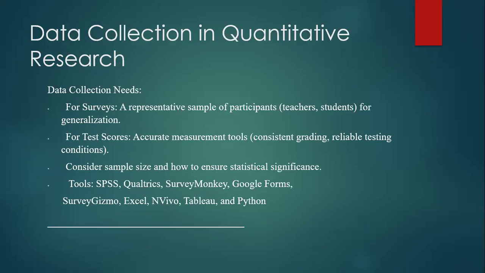So, some of the data collection needs in quantitative research. For surveys, you need a representative sample of participants, whether it's teachers, students, or whoever, for generalization. For test scores, you need accurate measurement tools, consistent grading, and reliable testing conditions. You need to consider the sample size and how to ensure statistical significance.